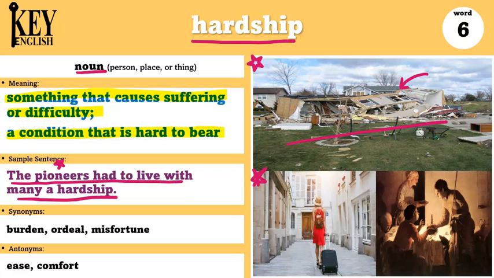Another example would be, moving to a new country can be a hardship at first. If you move to a new country, it might be difficult because you don't know where to go, maybe you don't know the language as well, so it can be difficult. And I can say, growing up without electricity was a hardship for people a long time ago, or even for my grandparents. Maybe they didn't have any electricity. So it was a hardship.